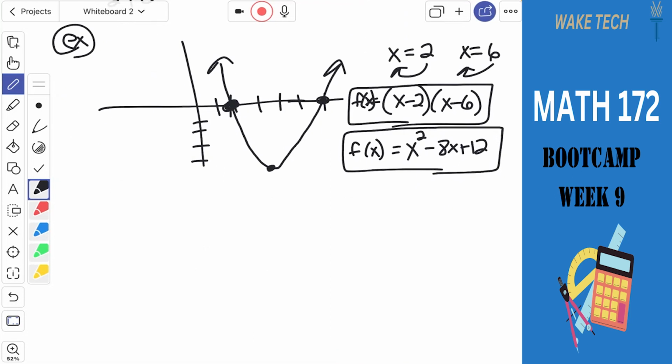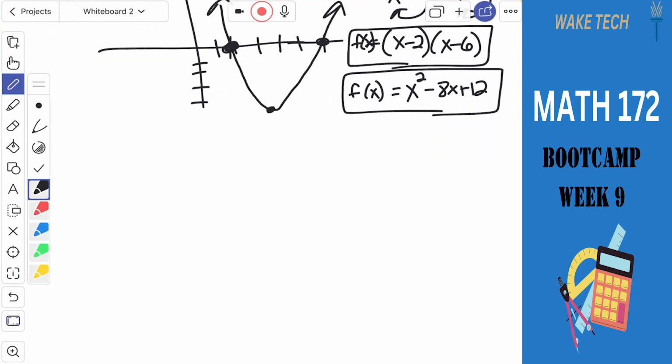Okay. So I put one more in the chat. Let's work on that one together too. That one has an x-intercept at -3. Another one at 2. And a y-intercept way down here at -9.